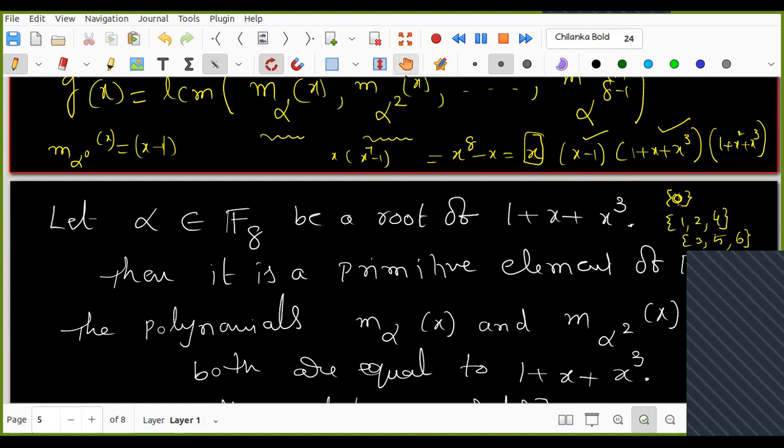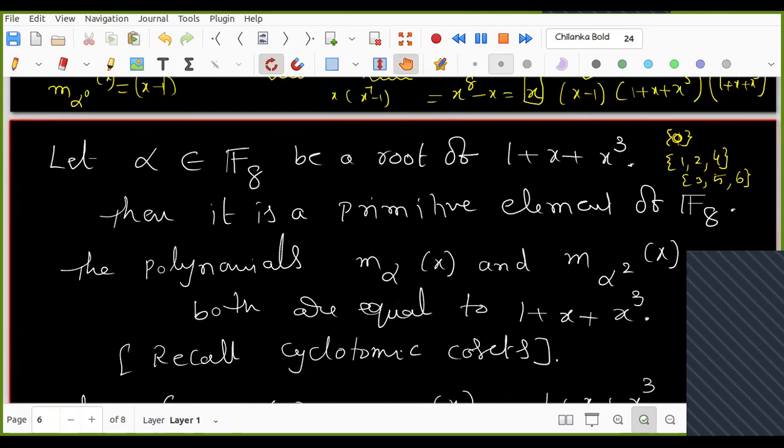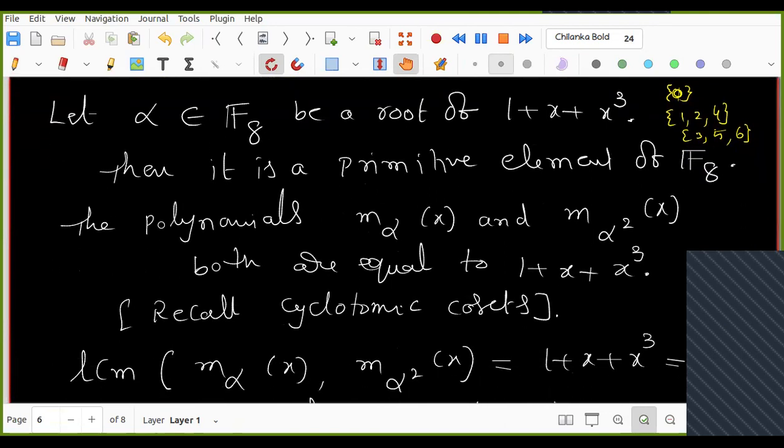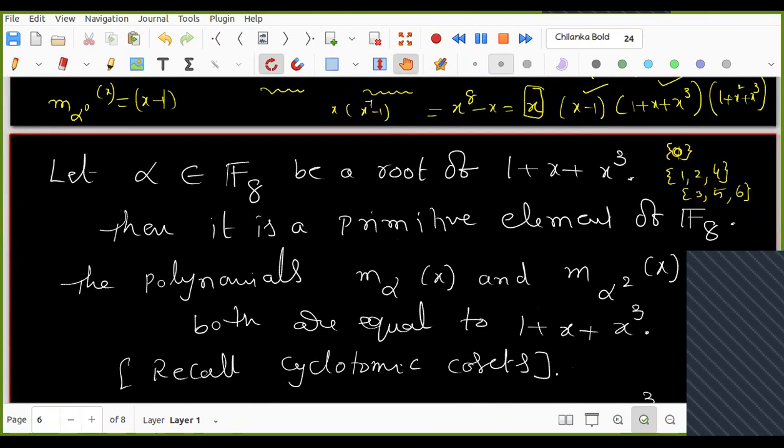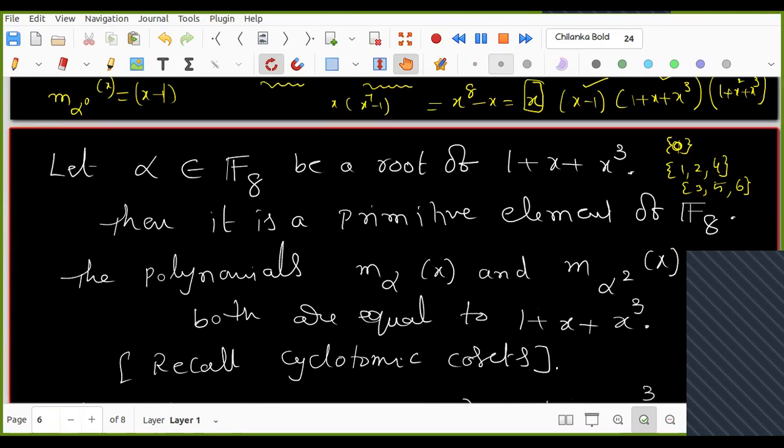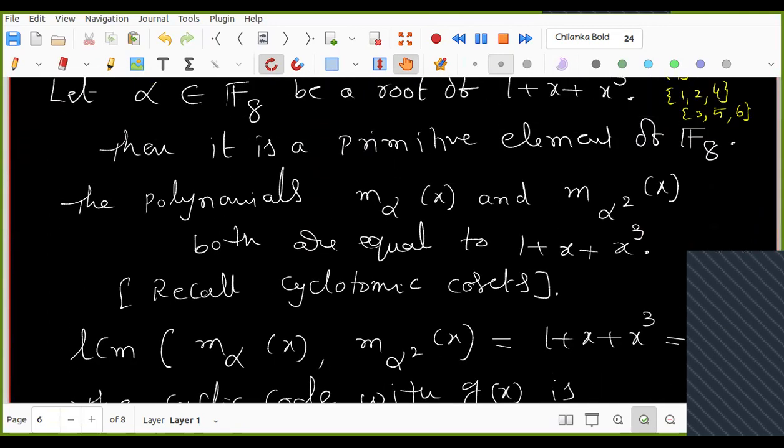Okay. So alpha is a root of this polynomial, then it is a primitive element of F8. Luckily, see, it is not always that whatever alpha you take is a primitive root. So I'll give one example. For example, you take F9. F9 means F3 square, right? So is x square plus 1 irreducible in F3 or not?